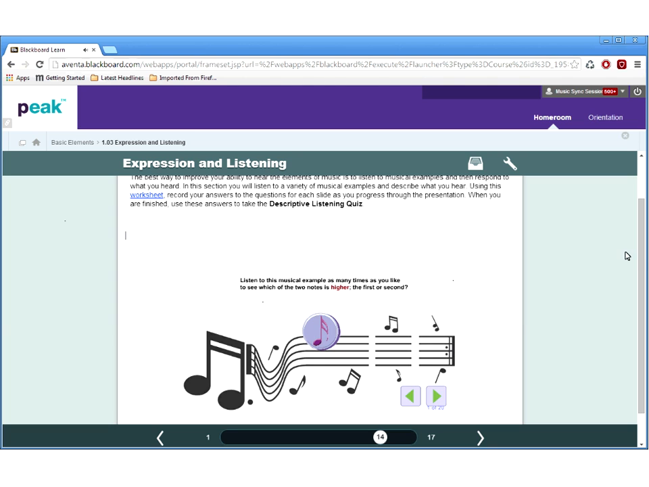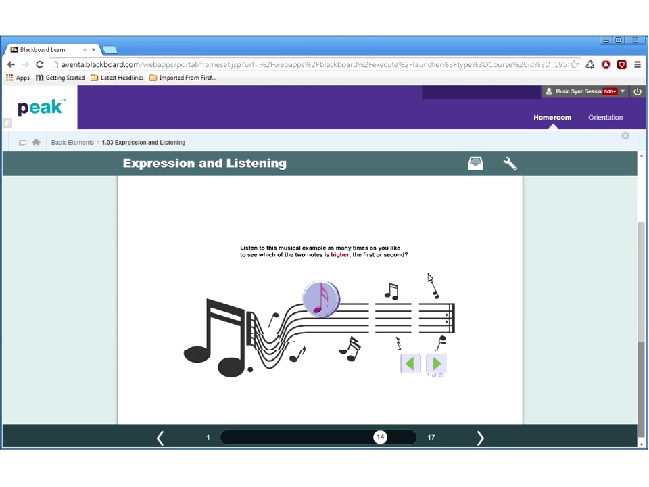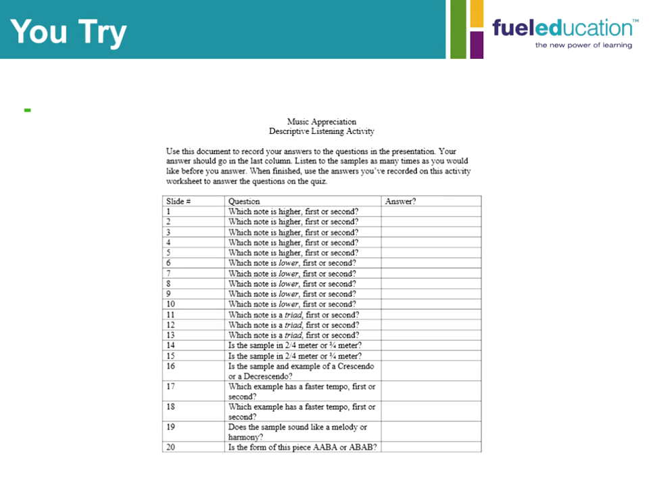And if you said the second, you got that right. And you can write that down on your worksheet. And you keep going through these 20 examples and writing down what you think is correct on the worksheet. You can do this as many times as you want. Okay, so here we answered this, and we put second down.